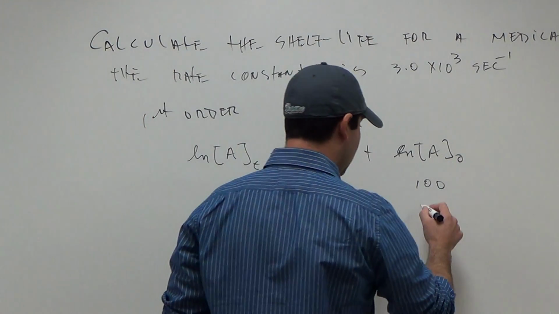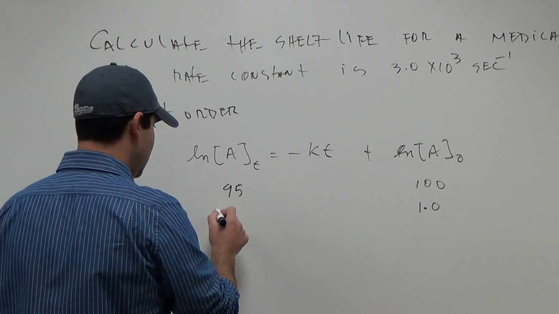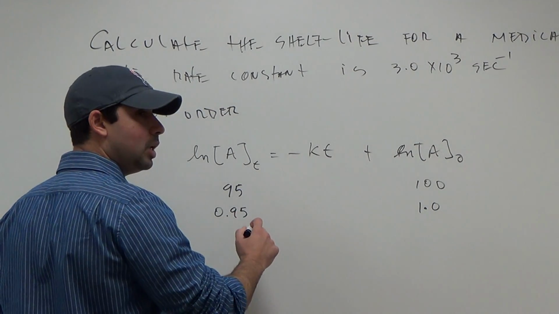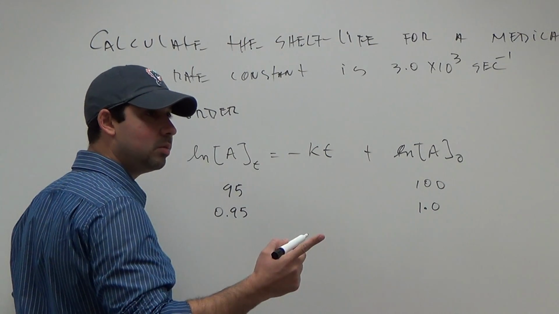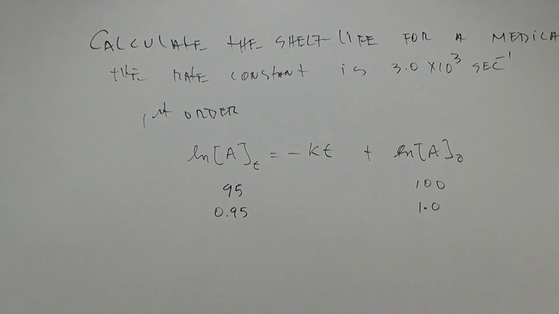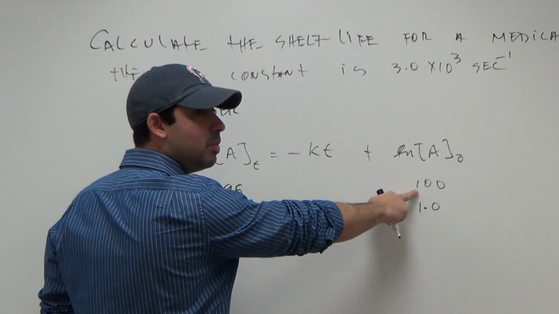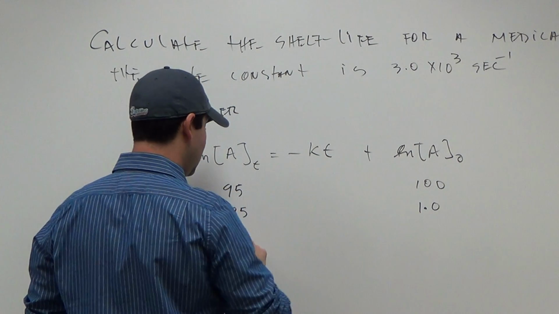Or you can put here 1.0 and here 0.95. You can say this is molarity, you can say this is grams, you can say this is milligrams. It does not matter, because no matter what you put here, at the end it is going to be the same ratio. It doesn't make sense to have 100 grams, but it does make sense to have 100 milligrams, right? So, we're going to use 1 and 0.95.